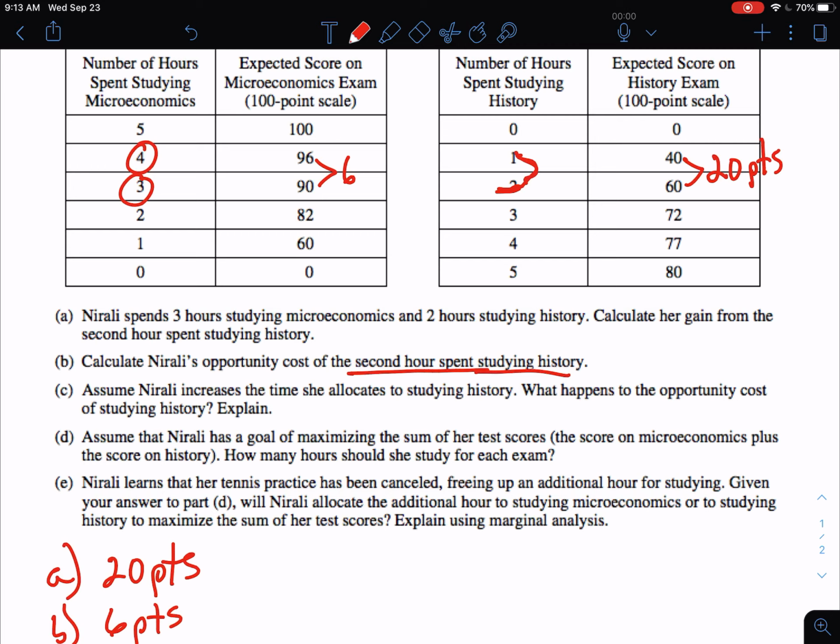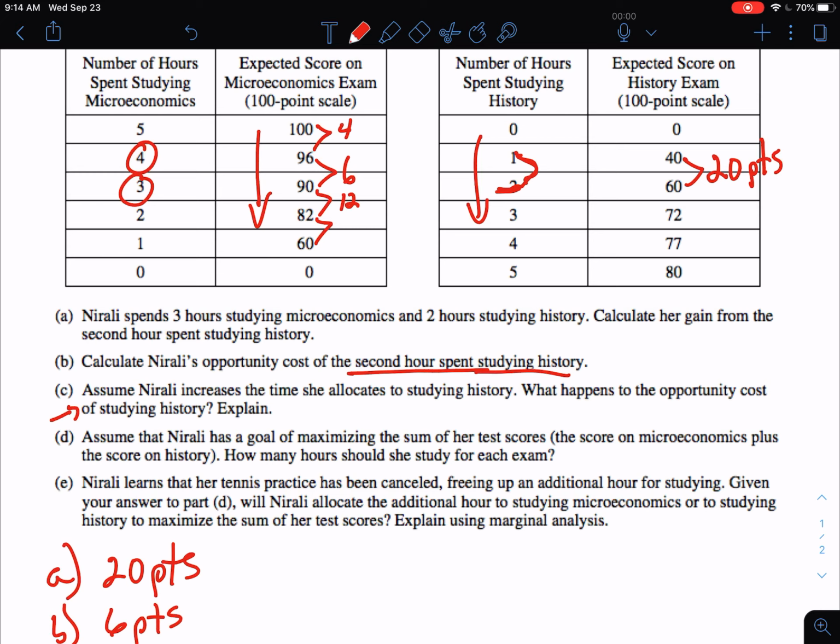So assume that she increases the time she allocates to studying history. What happens to the opportunity cost of studying history? As she increases how much history she's studying, what is happening to the cost in terms of micro? So what we now have to do is fill in our chart, which we all knew we were going to have to do eventually anyway.